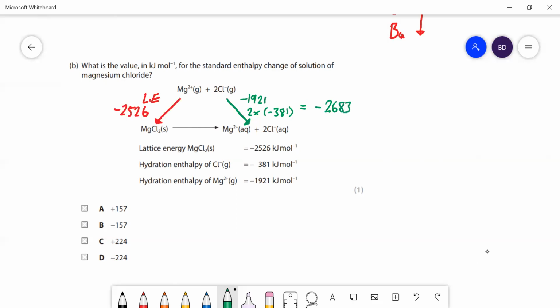kilojoules. Now, it's asking us for the enthalpy change of solution. Where is the enthalpy change of solution? It's that there, isn't it? When you get a solid and you turn it into the ions dissolved in water, that yellow arrow. For the yellow arrow, we are going against the red arrow, so I'm going to flip that sign. So delta H sol is equal to plus 2526, and we're going with the green arrow, so keep that, minus 2683. So we can see that minus 157 is the answer there. So B, that is our answer.